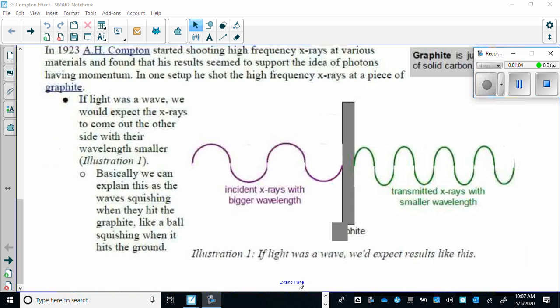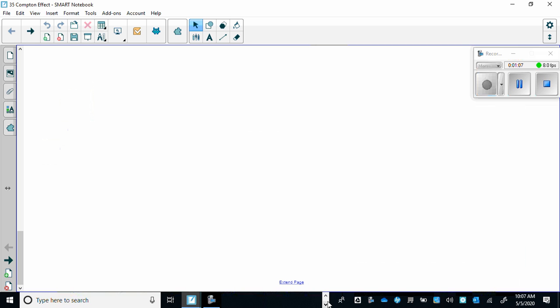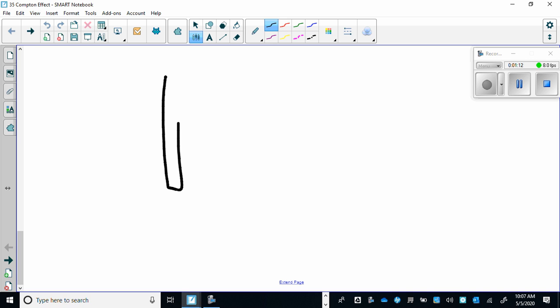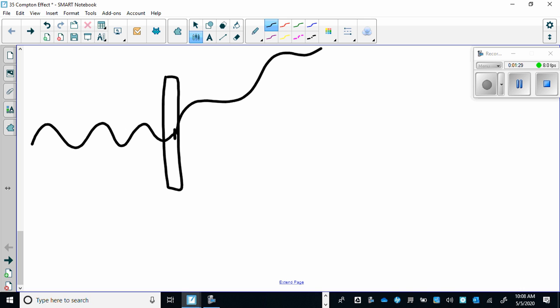And he was doing this experiment. Let's go down here. He had a piece of graphite, and he was shooting X-rays at it. X-rays that had a certain wavelength. And he noticed that after hitting the graphite, the X-rays would be scattered at different angles, and they would have a longer wavelength. So here they would have a longer wavelength, and it's a form of electromagnetic radiation, EMR.